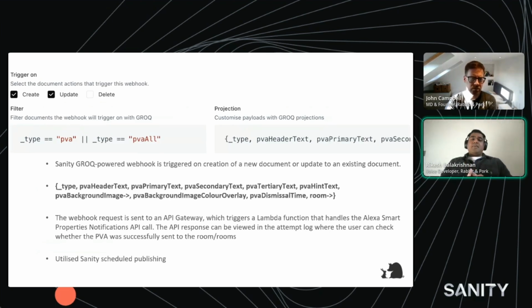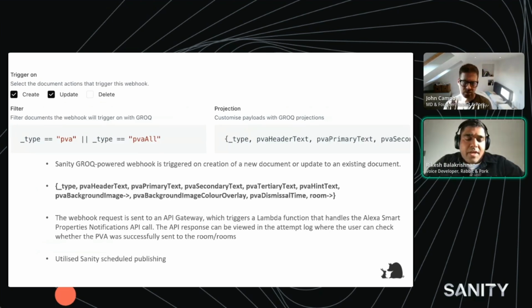So yeah, the webhook triggers on creation of a new document or an update on an existing document. We have the projection there with the dereferencing operator for background image and room. How it works is the request is sent to an API gateway, which triggers our Lambda function, where the API call is handled. The response can also be viewed in Sanity in the attempt log.